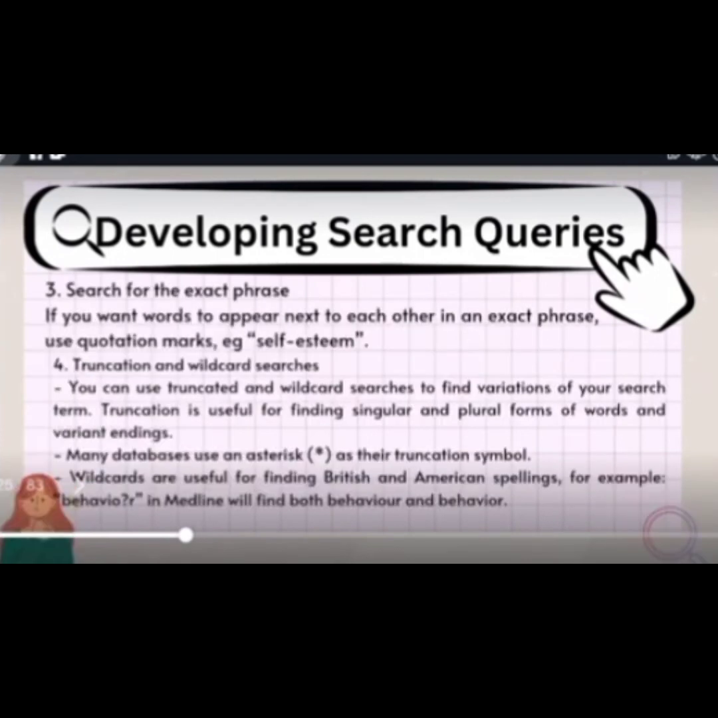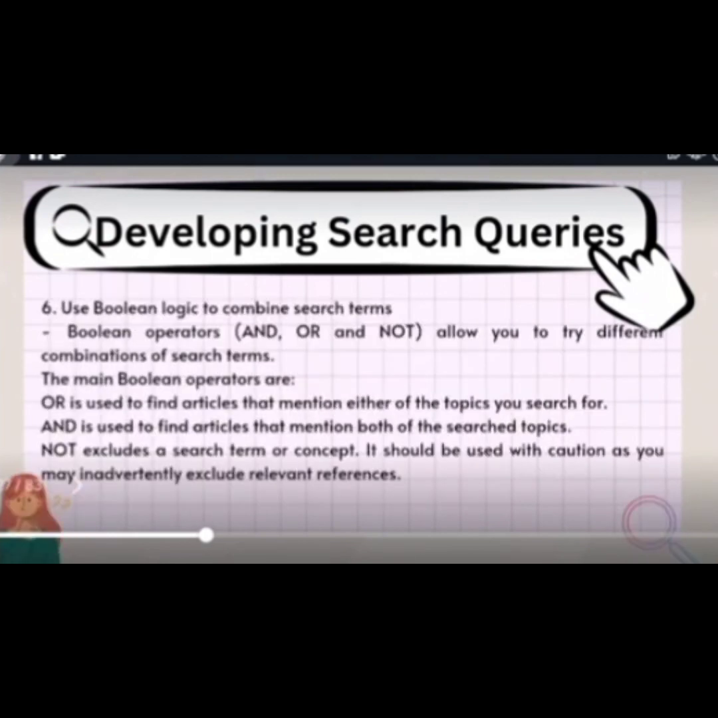Number 6, we have the use of Boolean logic to combine search terms. Boolean operators allow you to try different combinations of search terms. The Boolean operators are AND, OR, and NOT, and each functions in a different way. First, OR is used to find articles that mention either of the words you search for. AND is used to find articles that mention both of the search topics.